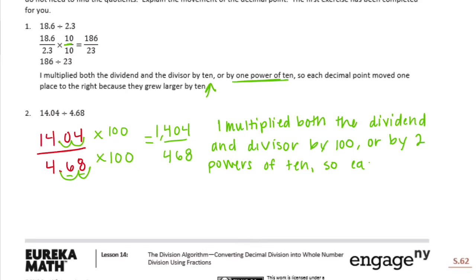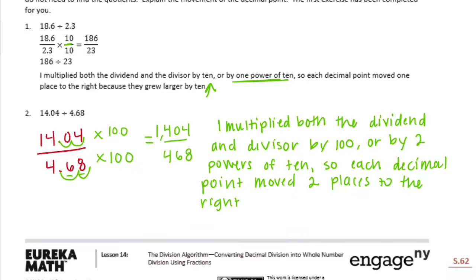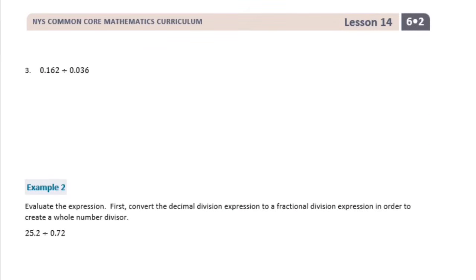So each decimal point moved 2 places to the right because they grew larger by 100. Okay. Number 3.